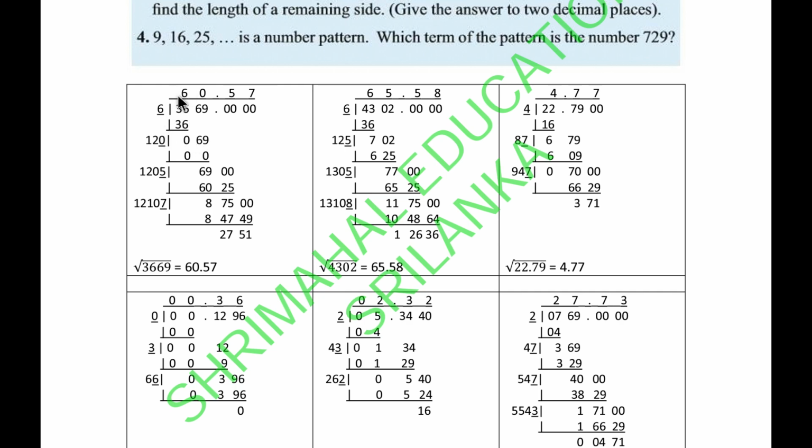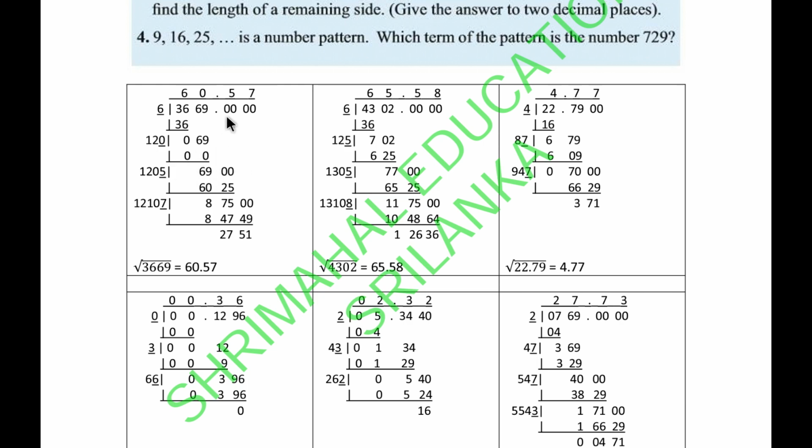Then you multiply this number by 2 and write 12, and put a blank here, and the same number you need to repeat here. After you multiply, that value should be equal to or lower than this number. If you put 1 here, it's 1 times 121, which is too much compared to the 69. So the suitable one will be 0. 0 times 120 is 0, then subtract.